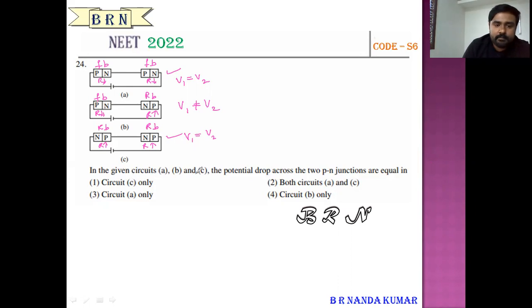In the given circuits A, B and C, the potential drop across the two PN junctions is equal. They are asking which circuits have equal potential difference across the two PN junctions. So circuit A, circuit C, both circuits A and C. This is the right answer. Correct? Both circuits A and C. Okay, so it's very simple.